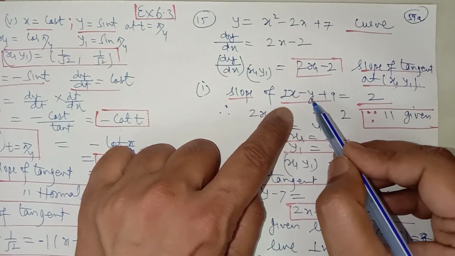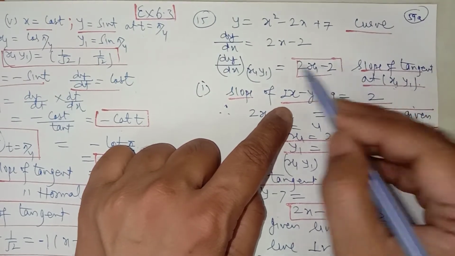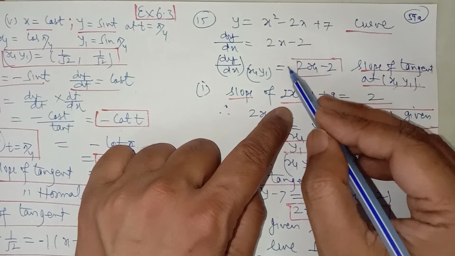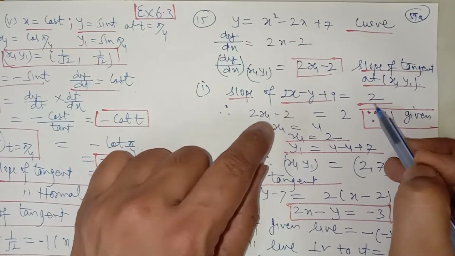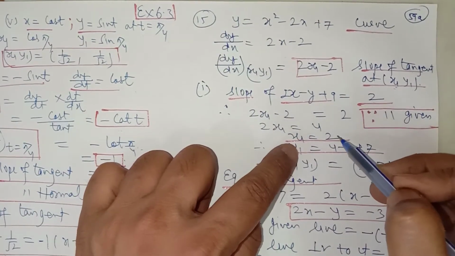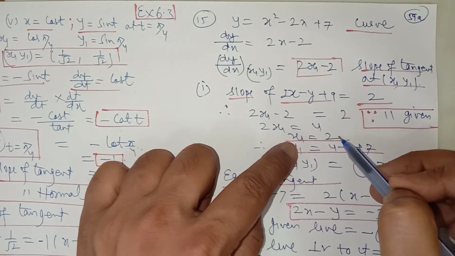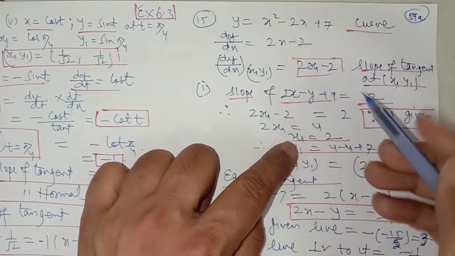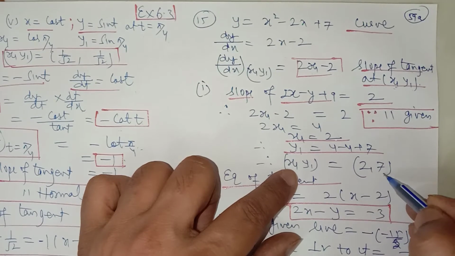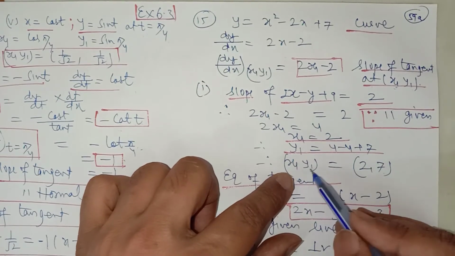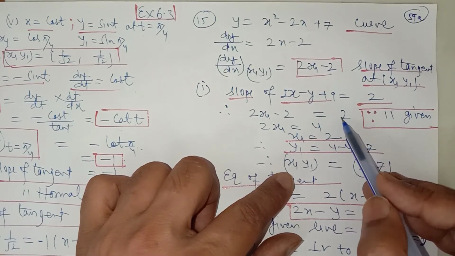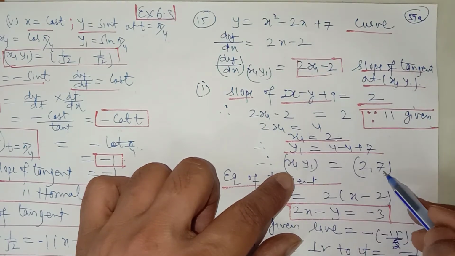Because this line and this tangent are parallel to each other, the slope of the tangent will be equal to the slope of the line. So put it equal to each other, and you'll get the x coordinate, which is x1. When you replace in the original, you'll get the y coordinate, which is coming out to be 7. So the point x1, y1 will be 2, 7. The value of x is 2 and the value of y is coming out to be 7.